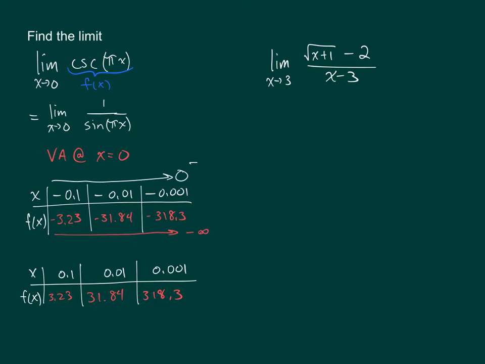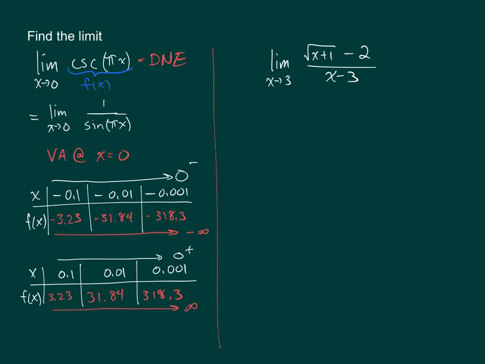But in the second table, as we approach 0 from the right side, you can see that the y values are going to positive infinity. And for this limit to equal an infinity, the signs have to match. You can see here's a negative infinity, here's a positive infinity. Those signs do not match. So this limit does not exist.